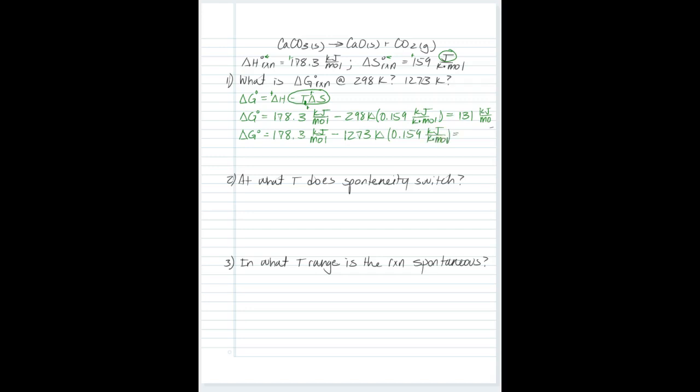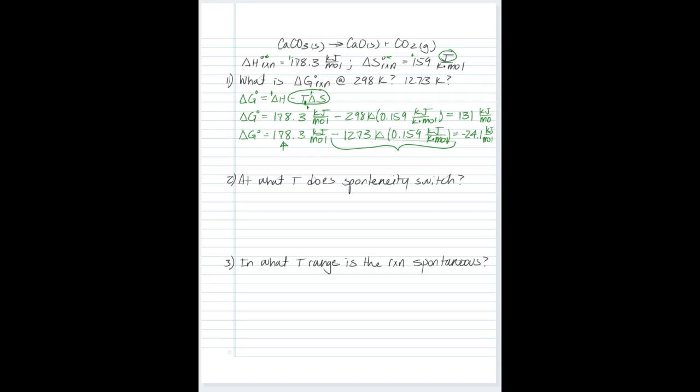And what we get for this one is negative 24.1 kilojoules per mole. Okay, so that's interesting. So now we have a negative value. So what happened was we indeed had a big enough value for this negative T delta S term to outweigh our positive delta H. So at some point it switched from being non-spontaneous to spontaneous.